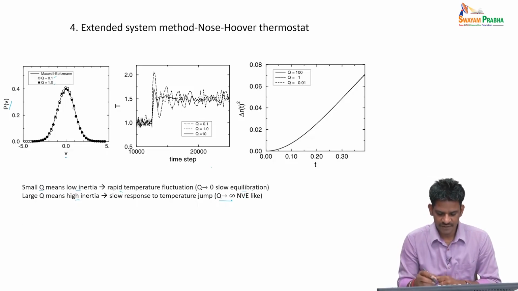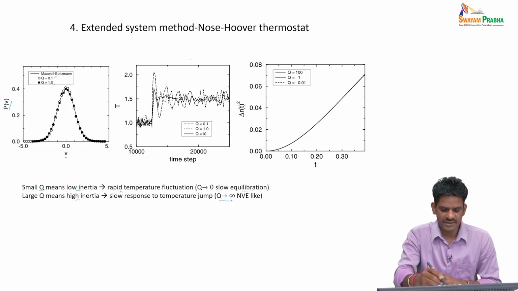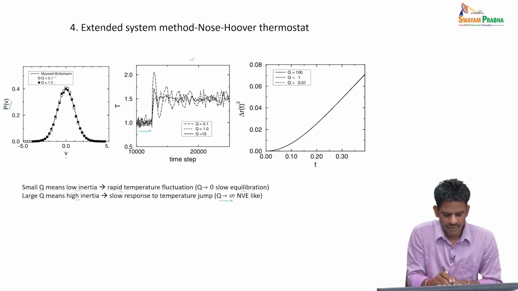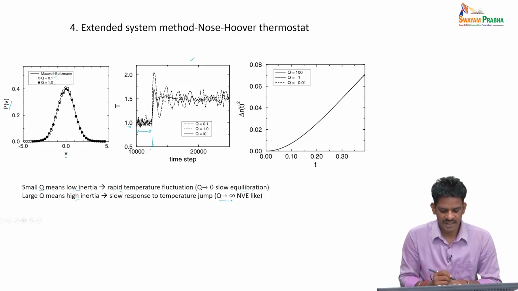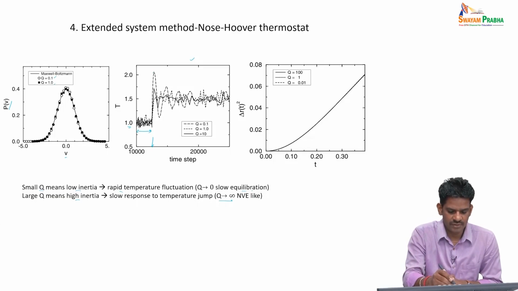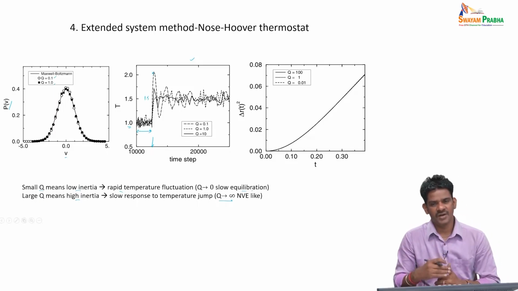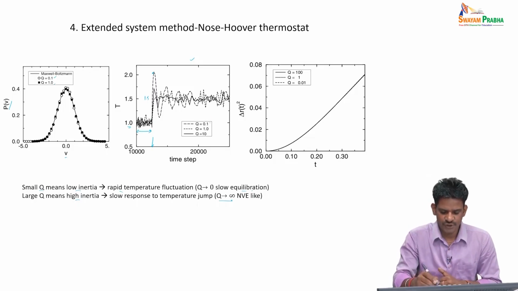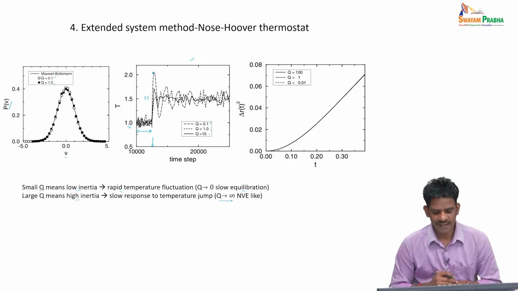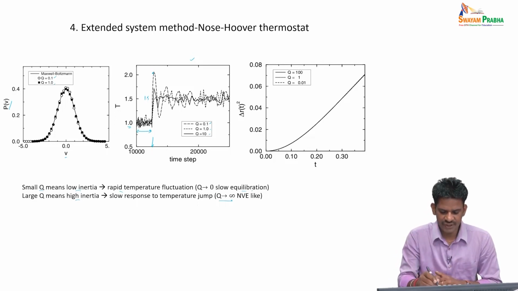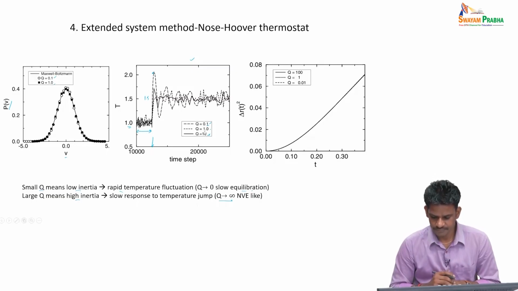And you can see that this effect of Q on the temperature jump is given in the second figure, where for a period of time the temperature is at 1, and then at this particular time step the temperature is reset to 1.5, and then we see for this kind of a step change in the temperature how the system responds as a function of different Q value. So, you can see that when Q is very small, it gives a lot more fluctuations compared to larger Q value.